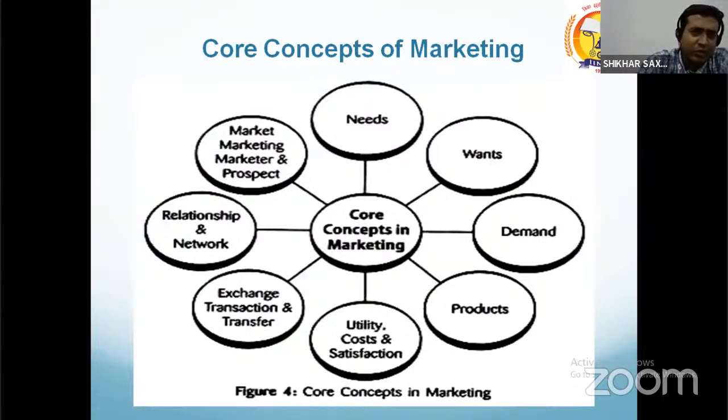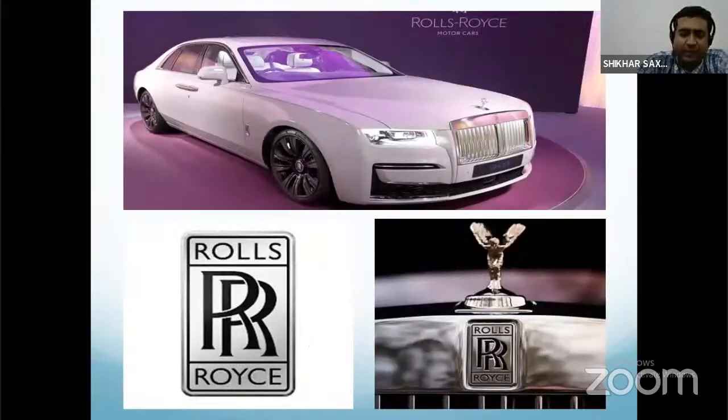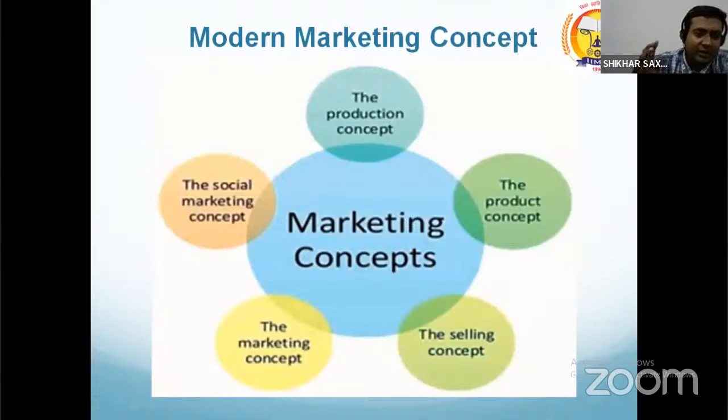Now let's discuss the core concepts of marketing. Core concepts of marketing are basically needs, wants, demand, products, utility, cost, satisfaction, exchange, transaction and transfer, relationship and network, market, marketing, marketer and prospects. This is a very good example of a renowned company, Rolls-Royce, that provides tremendous customer satisfaction in the particular marketing sector. A particular car ranges from 2.5 crores in comparison with the Indian market.